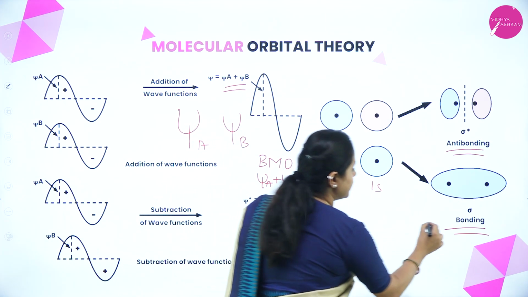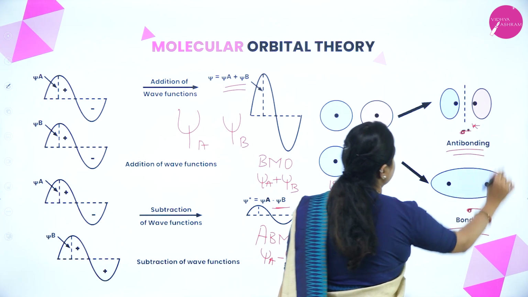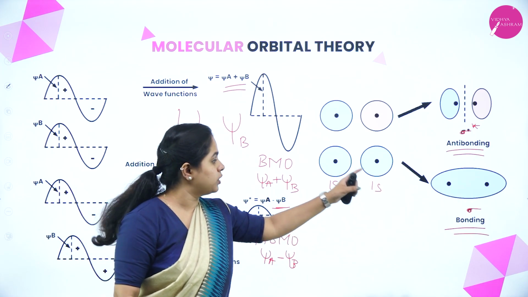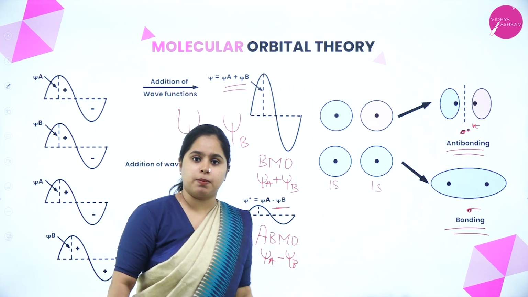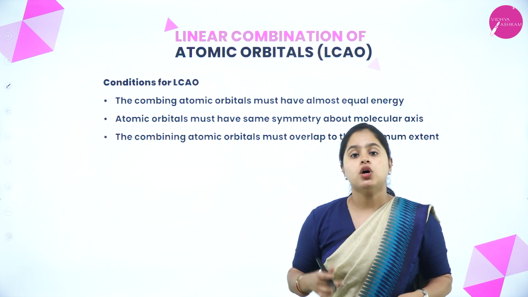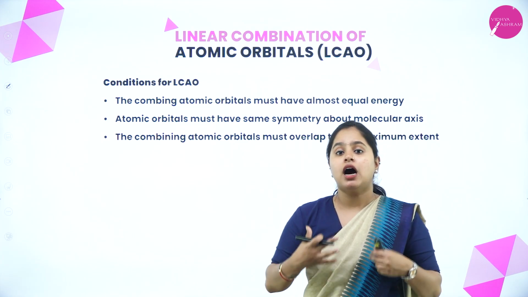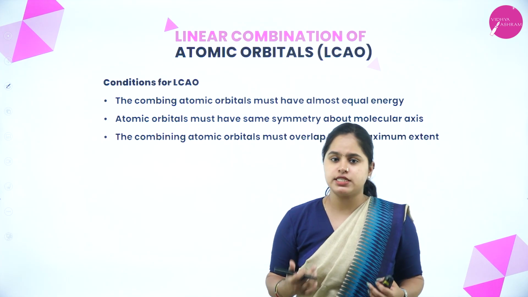Yes, so that is written as sigma and sigma star. As you can see, sigma and sigma star. So the bonding molecular orbital will be represented as sigma, anti-bonding will be represented as sigma star. The psi function that we were talking about is actually used to represent the atomic orbitals, right? The wave function psi.